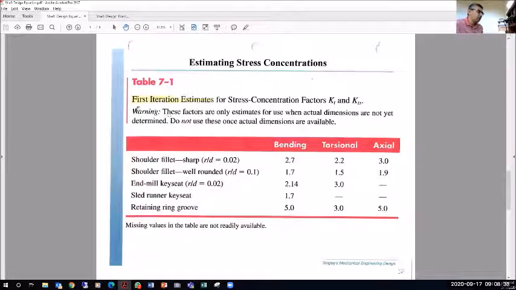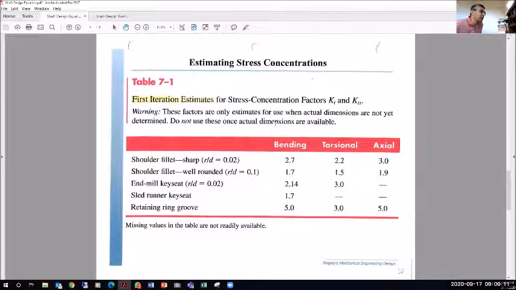And again, it's very important to read this warning. These factors are only estimates for use when the actual dimensions are not yet determined, and they should not be used once we have actual dimensions. Once we have actual dimensions, we should do what I did in the example, using the tables from Appendix A-15 and using the charts, figures 6-20 and 6-21, to look for exact values.